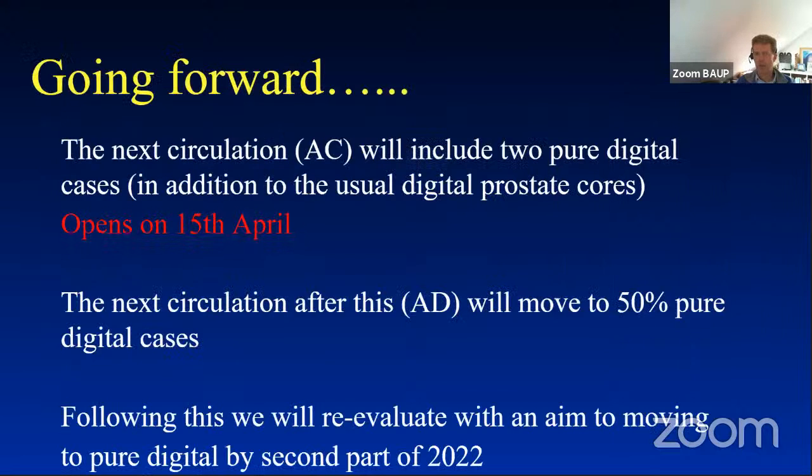So going digital would mean that we could use smaller biopsies and we wouldn't require so many spare sections. The next circulation is going to open on the 15th of April, and in this there'll be the usual digital prostate cores, and we're going to include 2 kidney cases. I think they're kidney cases, I can't quite remember now, which are going to be pure digital. So you'll still get 10 glass slides, but the last 2 and then the prostate slide ones will be digital.